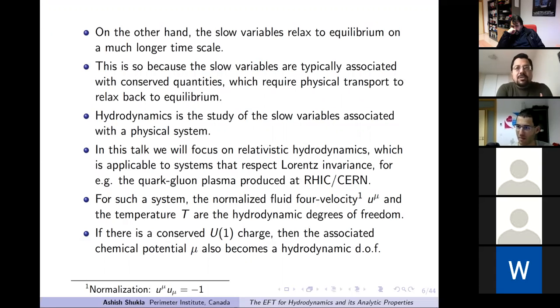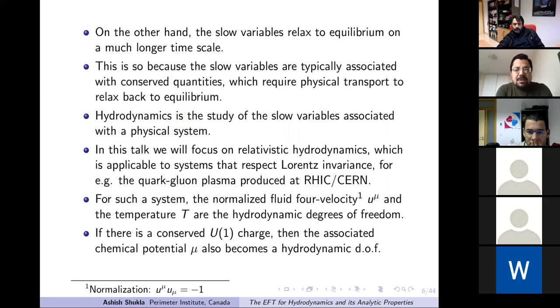This is so because the slow variables of a system are typically associated with the conserved quantities that are present in the system, such as the energy momentum tensor or a U(1) current if there is a global U(1) symmetry, etc. And these conserved quantities require actual physical transport to take place to relax back to the new equilibrium state. This actual physical transport takes time, and that's why the slow variables, these conserved quantities, take time to relax to the new equilibrium state. Now, one can say that hydrodynamics is essentially the study of the slow variables that are associated with the physical system, these conserved quantities.